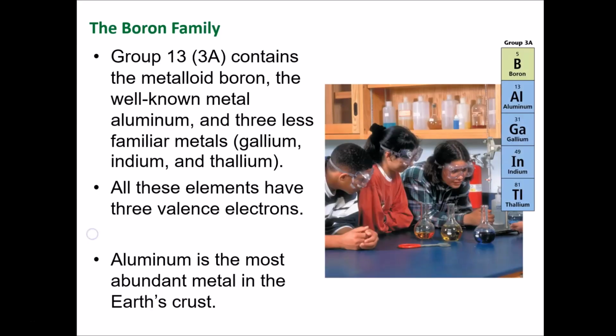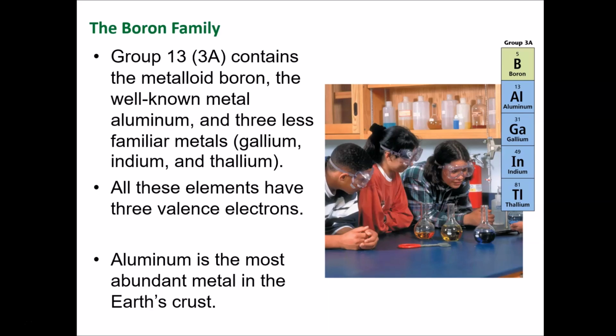Right? Aluminum is the most abundant metal in the Earth's crust. Right? It's one of many reasons why we make a lot of things out of aluminum. Right? There's a lot of it out there. It's pretty cheap to find because there's a lot of it there. And it works pretty well for a lot of applications that we want to do it with.